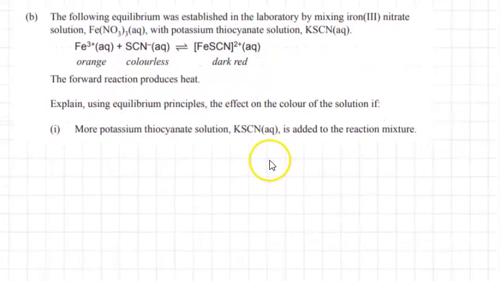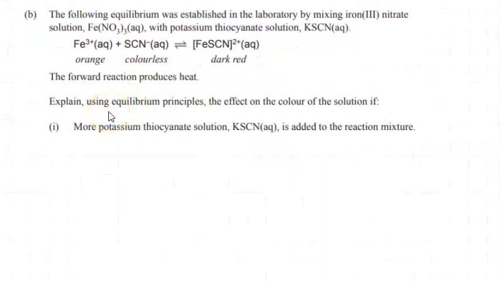So let's have a look at a past exam question. The following equilibrium was established in the laboratory by mixing iron nitrate with potassium thiocyanate. So we've got orange, colourless, and dark red reactants and products. The forward reaction produces heat. Explain using equilibrium principles the effect on the colour of the solution if more potassium thiocyanate solution is added to the reaction mixture. So potassium thiocyanate, or effectively just thiocyanate, if we add that, let's break this down into 3 parts that we need to answer.